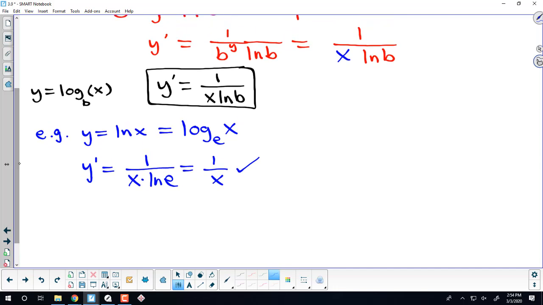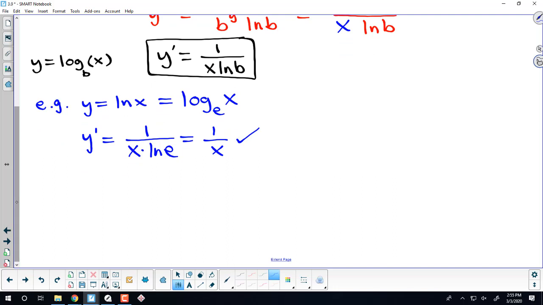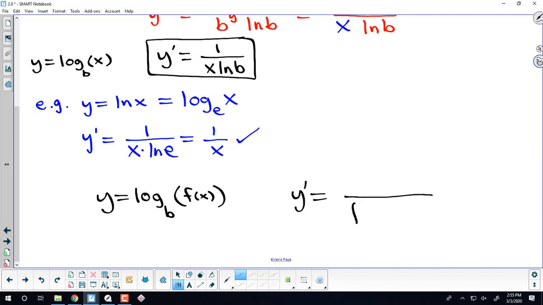So the more generic one we want to remember is the derivative of the outer function. Chain rule said we would need to multiply all of that by the derivative of the inner. So if y is the log base b of a function of x, the derivative is still 1 over the argument, 1 over f of x, times the natural log of the base. And then the chain rule says we've got to multiply that by the derivative of the inner function. So we're just going to put that up here.